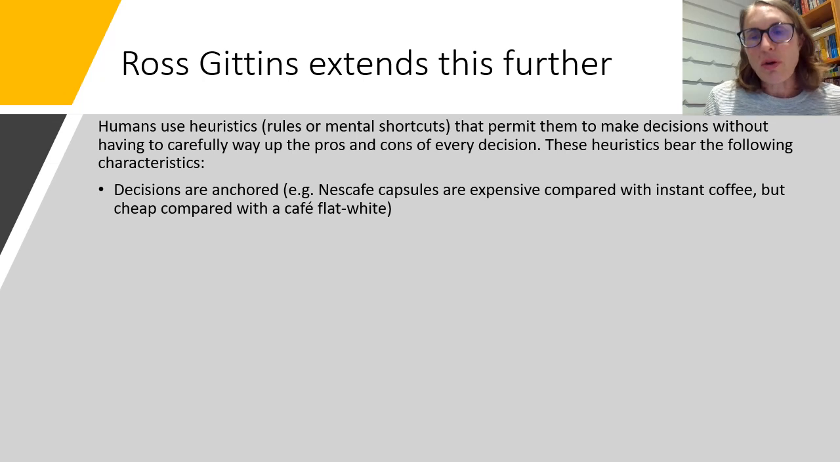They're anchored. So if we are trying to make a decision, for example, as to whether or not to purchase Nescafe capsules, we might find them to be expensive if we're comparing them with instant coffee, but cheap compared with a cafe flat white. And by anchoring a decision in relation to a habit that I might have of purchasing a flat white at 10 o'clock every morning, I might find that the Nescafe capsules are worth my expenditure because they will be cheaper in comparison to current practice, which anchors me. If I'm an instant coffee drinker, that would be my anchor, and I would be unlikely to be purchasing Nescafe capsules. So those decisions are anchored in previous practice, in previous habits.